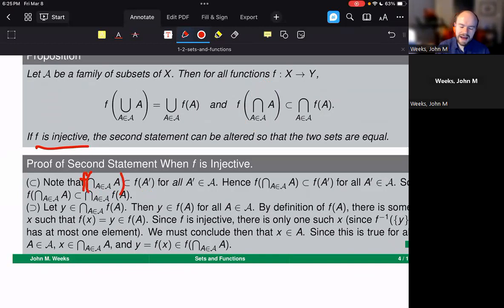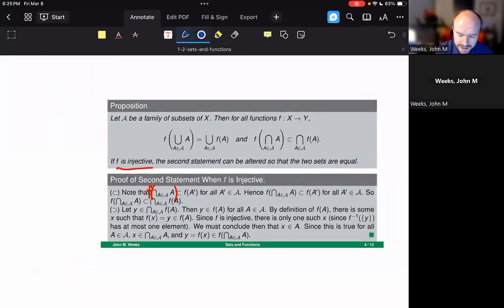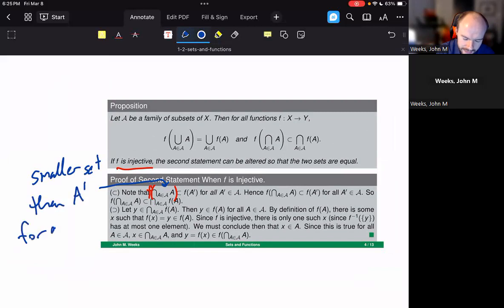Notice here that if I take an intersection of all of the sets A, and I compare that to any of the individual sets A prime inside of my arbitrary collection of sets, well, this is a smaller set. So I can use that as a little bit of a guide. This is a smaller set than A prime for any A prime inside of our arbitrary collection A.